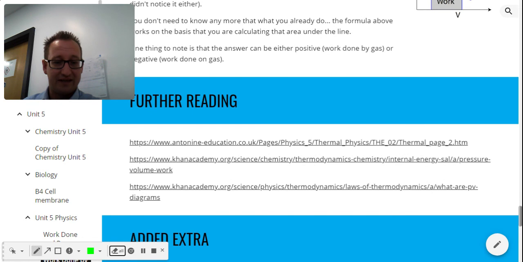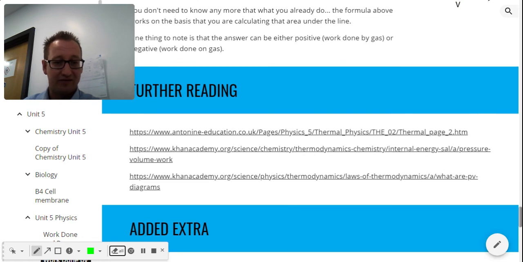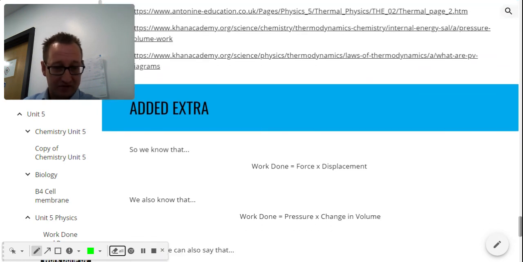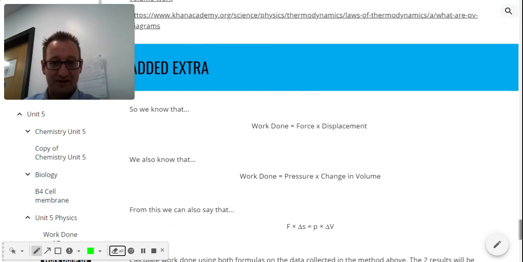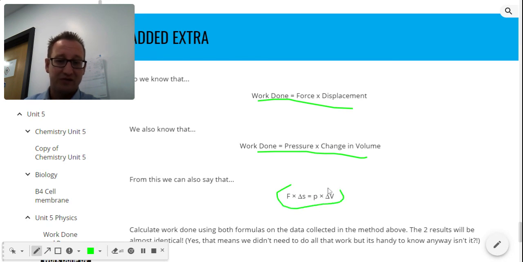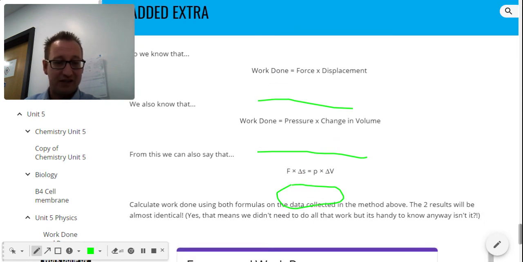Further reading, again, there's some really helpful websites here that you need to have a look at, see if you can get your head around this in a bit more depth. You get your head around this bit, it will really help your understanding of the next couple of topics. We then talked about this bit. So what we know is that work done is equal to force times displacement, which is our first formula from last week. We also know that work done is pressure times the change in volume. So from this, we can actually say that force times displacement is equal to pressure times change in volume. So they're essentially equal to each other.